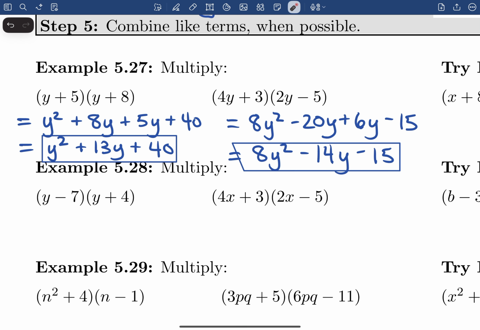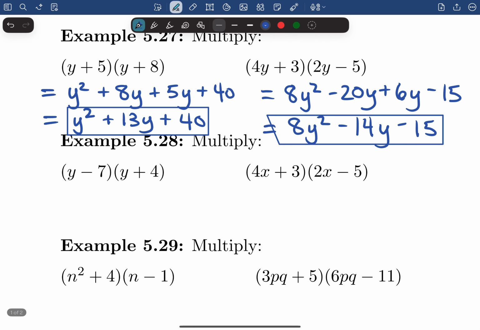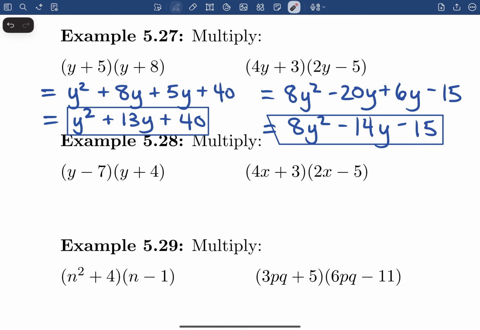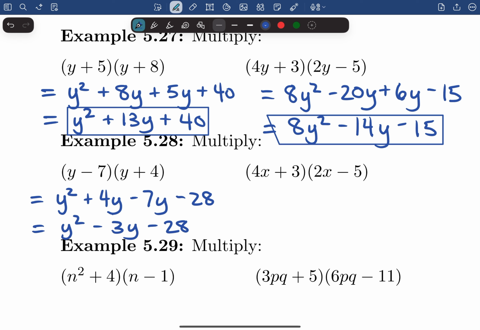We should try this a little bit more. So I'm going to give you some more examples of multiplying two binomials together. Here's example 5.28, and I see y minus 7 times y plus 4, and I immediately multiply the first terms together. Y times y is y squared. And now the outer terms, y times 4 is plus 4y. Now the inner terms, negative 7 times y gives me negative 7y. And the last terms, negative 7 times positive 4 is negative 28. Now combine any like terms, and we're done.